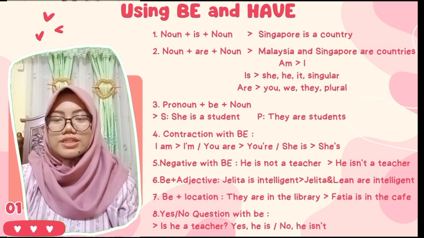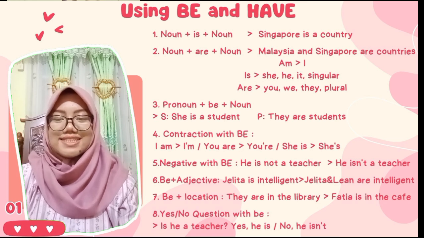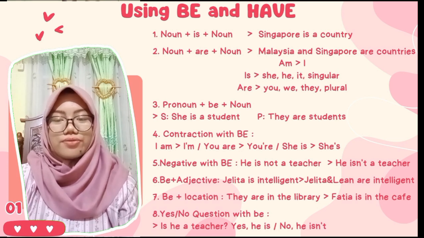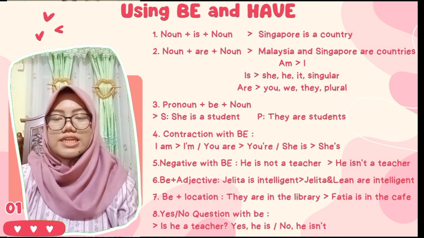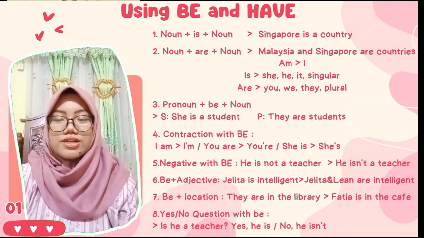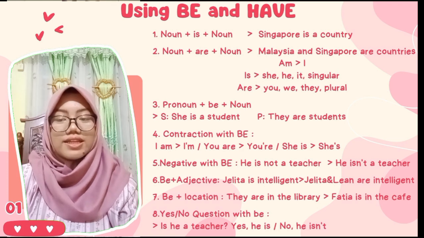And you can shorten the be. For example, I am becomes I'm. You are becomes you're. She is becomes she's. And there's a negative form with be, like when he is not a teacher becomes he isn't a teacher. Also you can use it with adjectives and adverbs. Like for adjectives, the example is Jelita is intelligent or Jelita and Leon are intelligent. And for adverbs, especially adverbs of place like location, like they are in the library or Fadia is in the canteen.